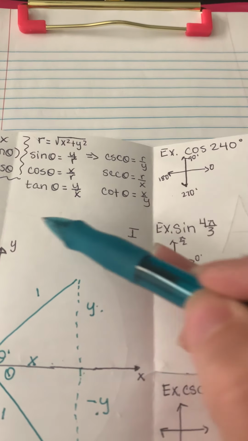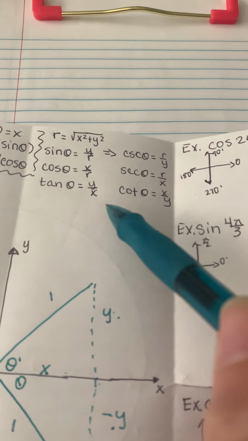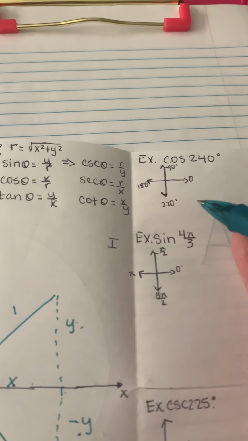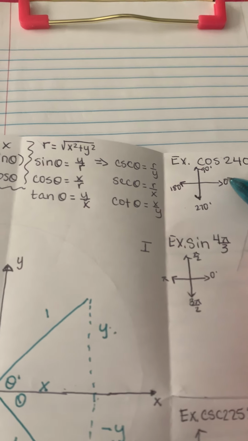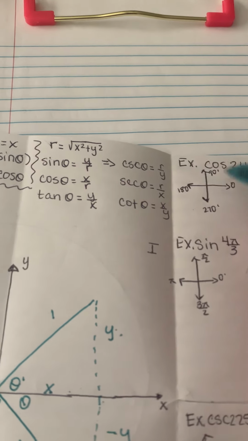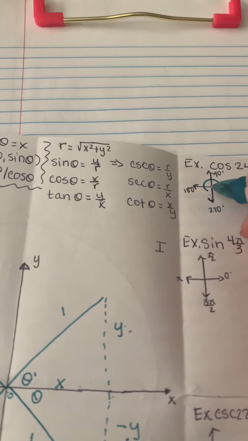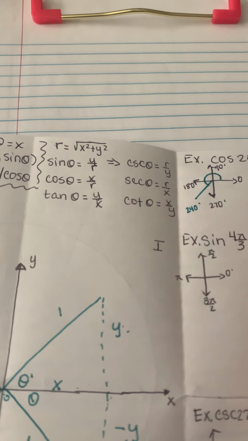Also, in your free time, I want you to go ahead and get this copy down, which I'm going to cover next week on the other video. But we're going to do some examples. We're going to find the cosine of 240. Notice that I went ahead and labeled 0, 90, 180, and 270. So the first thing I'm going to do is put where 240 is located. We know that 240 is located right here.